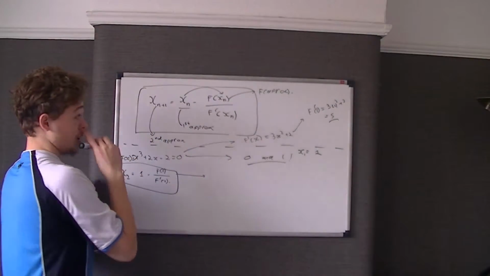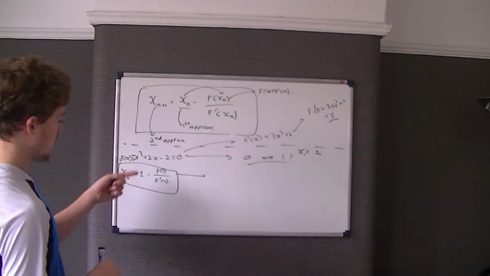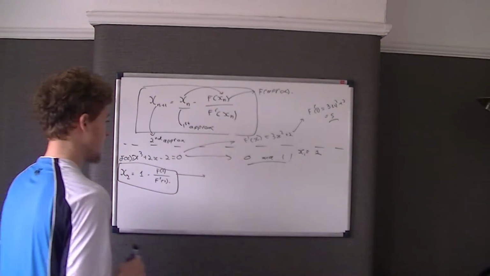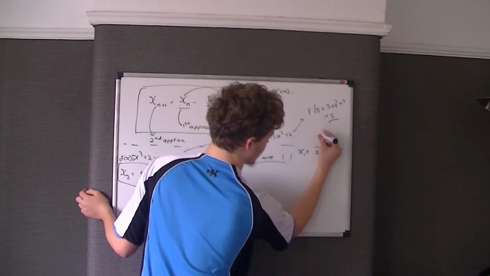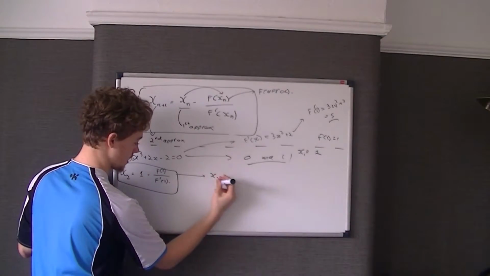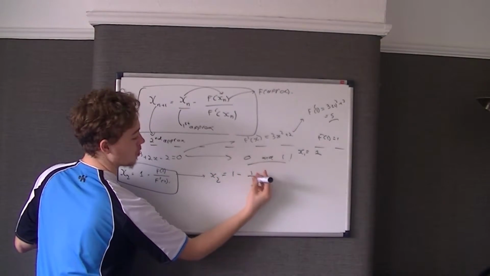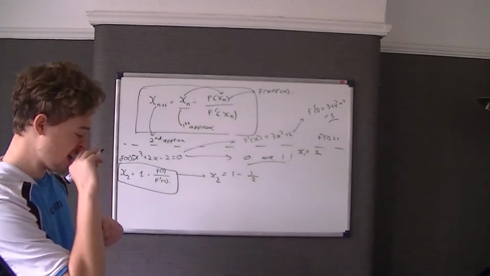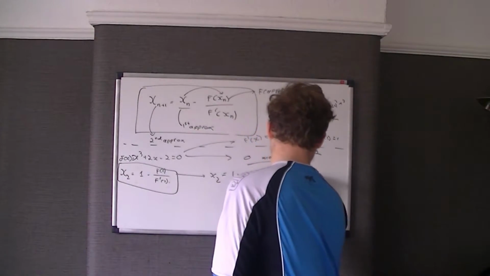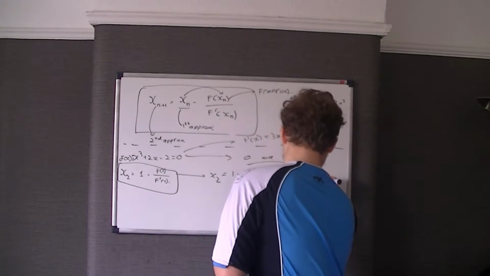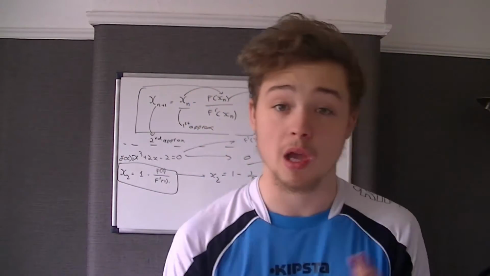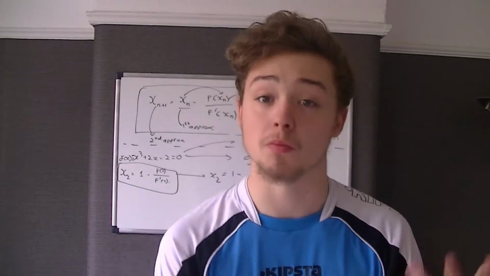And f of 1 is 1 cubed plus 2 times 1, take 2, which gives you 1. So f of 1 is just 1. Therefore x2 is equal to 1 take 1 over 5, or 1 take 1/5. We should know straight away that's 4/5, so x2 is 0.8. You go, oh, that's what we already know, but maybe it doesn't want it to 2 decimal places. You will keep going until it rounds to whatever number you want.